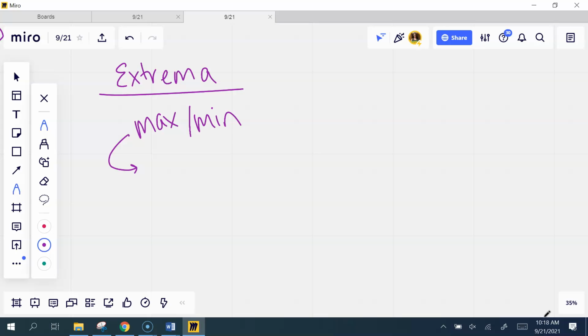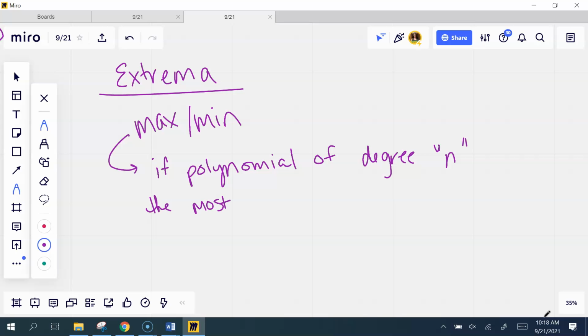I have, and this is something new we haven't talked about a whole lot. If I have a polynomial of degree n, just some random value, the most extrema that I have is 1 less than that value. So if I have a cubic, what's the most number of extrema that I can have? 2. If I have a quartic, the most number of extrema I can have is 3. Does that make sense to you?